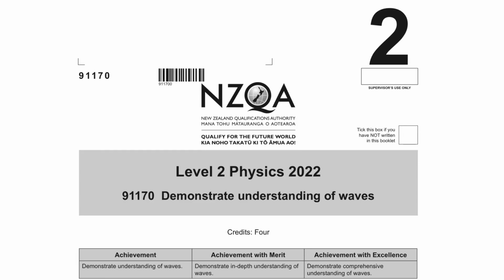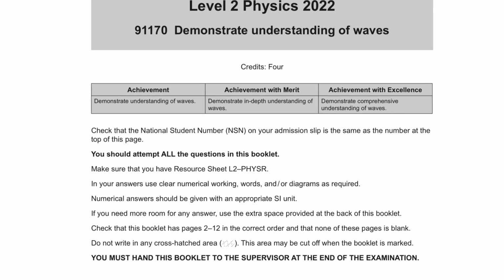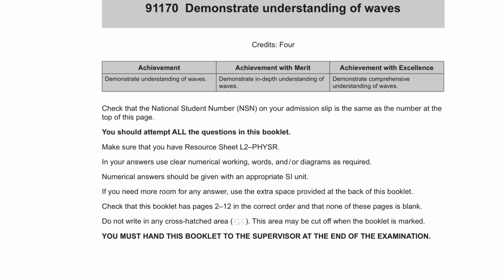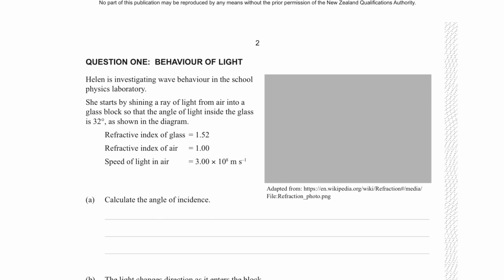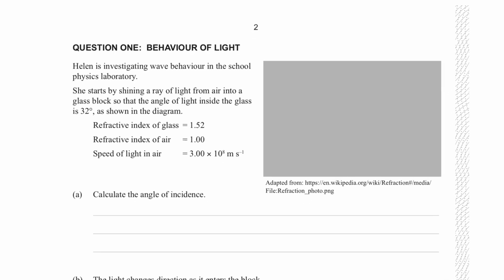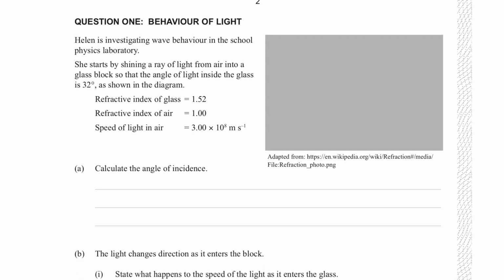We're taking a look at the Level 2 NCEA Physics paper for 2022, all the papers, starting with waves. I hope you read all that stuff on the front, it's important, particularly SI units, which I think are severely underrated. That's a physics teacher's hobby horse.